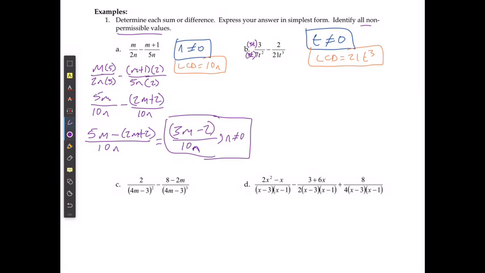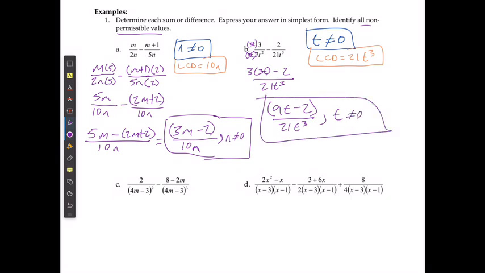So what I'm actually going to have is 3 times 3t minus the 2 that was already up at the top, all over 21 t to the power of 3. That's going to simplify to 9t minus 2 over 21 t to the power of 3. This can't be simplified any further. And I'm going to restate that t cannot equal 0. And there's my simplified expression.